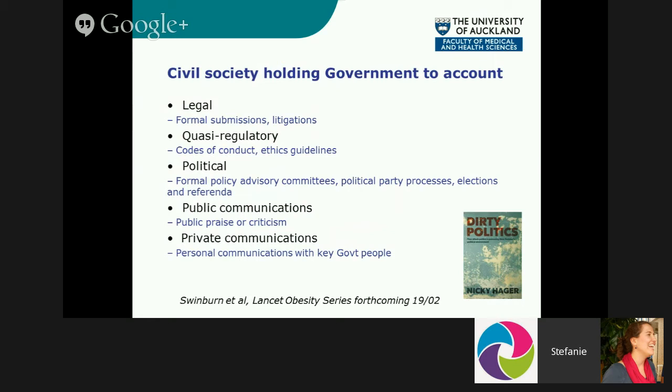So in terms of civil society holding governments to account, the main levers that have been used are public communications through the media, participation in policy development through government committees, and also some quasi-regulatory approaches, such as invoking codes to maintain integrity of the political process. Things like conflict of interest policies, holding registers of financial interests, and things like that.